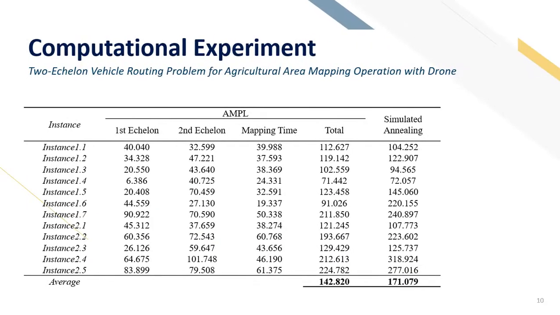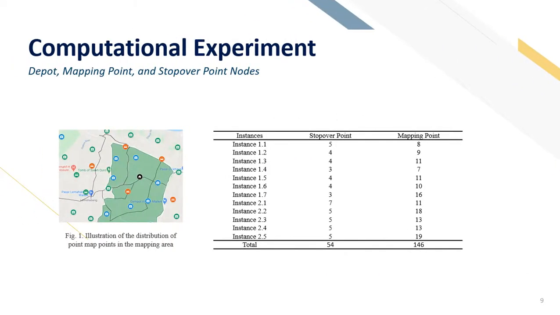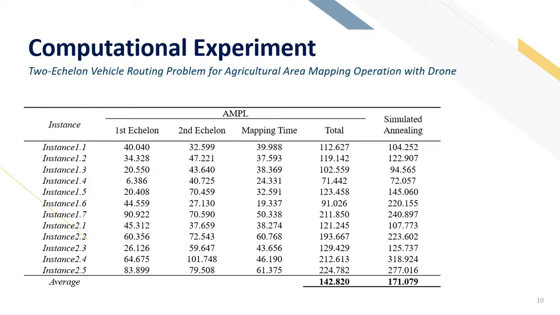As you can see here in the computational experiment, even though the number of nodes is not big, at most only 25, our application of the metaheuristic does not perform well, I think, compared to the exact solution approach.